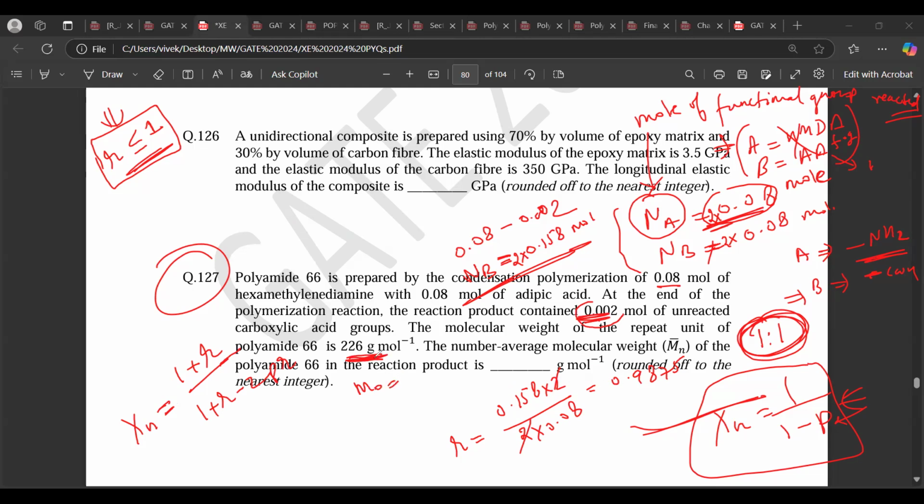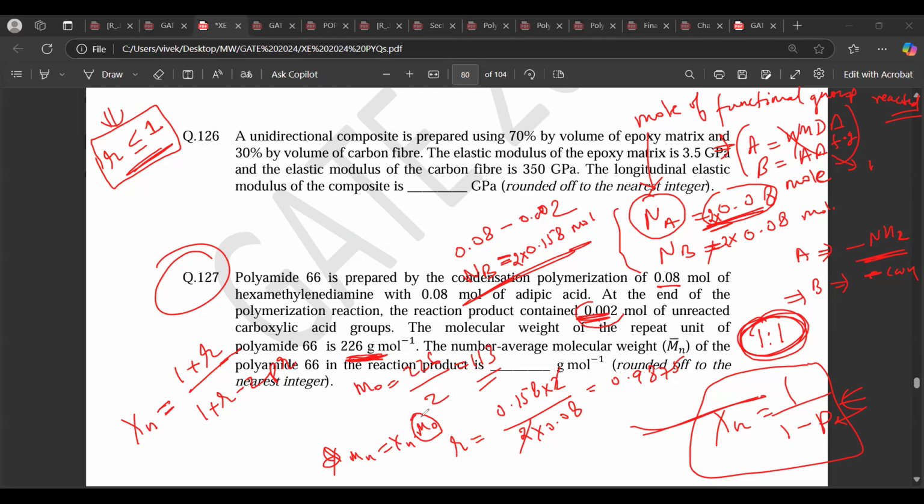Of course, this is not M naught. M naught is the monomer molecular weight. You have to divide by 2 because two monomers are involved. That is the standard we always use, right? We always take the average molecular weight of the residue for Xn. So your Mn is Xn times M naught, where M naught is 113. So you already have M naught, okay?